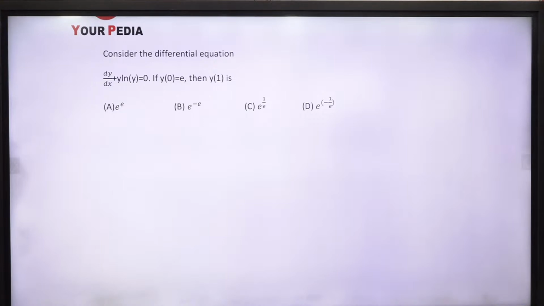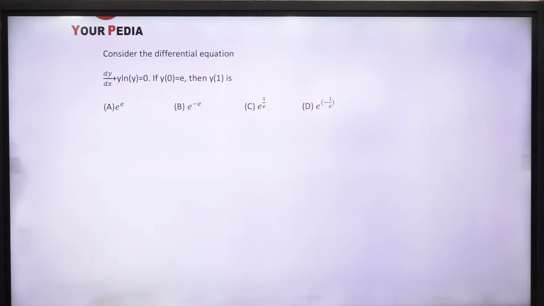Just try to solve, and whatever answer you are getting, write your answer in the chat box. So what will you do here to solve this? Okay, Anirudh is getting C answer. Very good, Anirudh, very good.